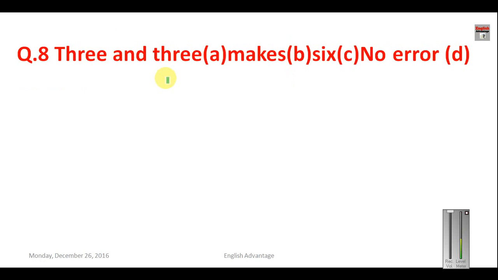Now question number 8 says 3 and 3 makes 6. Okay, very simple sentence, at the same time very tricky. Now here we are talking about the two entities 3 and 3. They are joined by this connector and. So since we are talking about two entities, this verb has to be written in plural. Okay, so in place of this makes, you have to say make. So here your answer will be B.